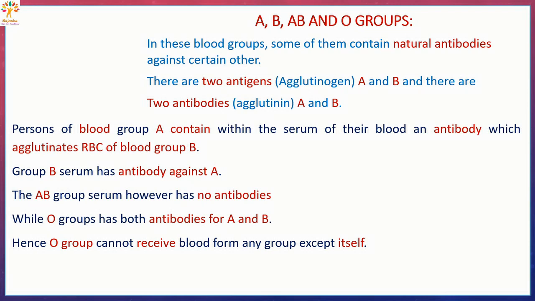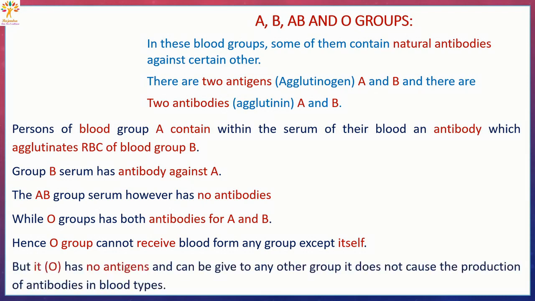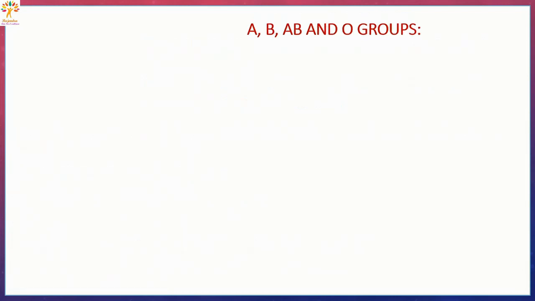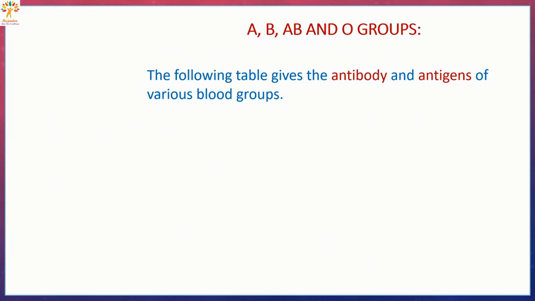because it has antibodies for all, and it can receive blood only from itself, that is from O only. But O blood group has no antigens and can be given to any other group. It does not cause the production of antibodies in the other blood types. So the following table will give us the antibody and antigen reaction.